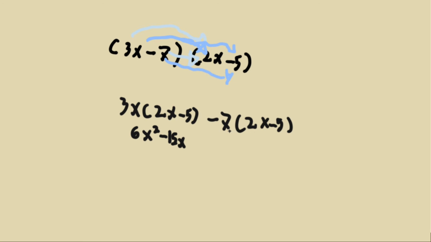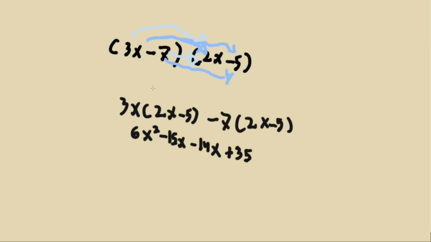All right. And then let's move on to this one, and then we can complete this polynomial right here. So negative 7 times 2x, 7 times 2 is 14, so we end up getting negative 14x. And then negative 7 multiplied by negative 5 is going to equal positive 35. So plus 35. See, these are the two binomials. This is how we multiply them, and this is the answer right here.